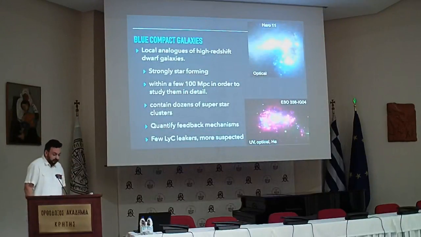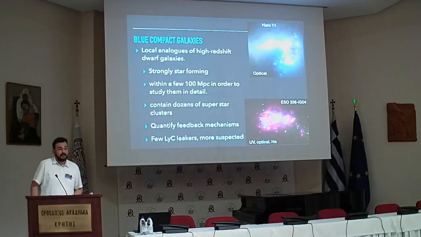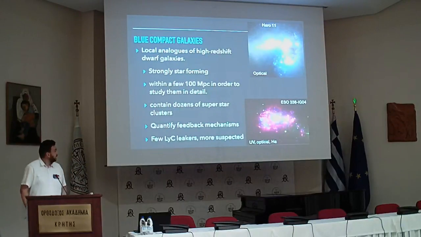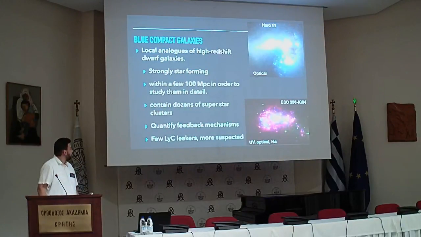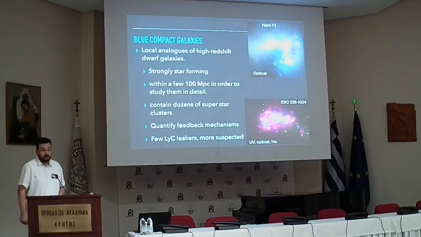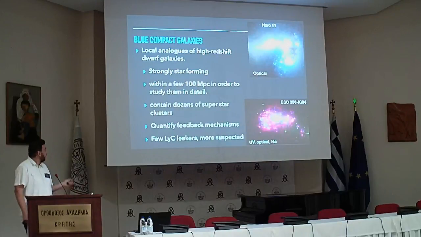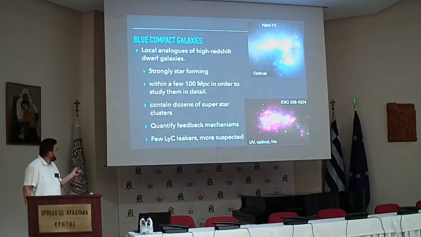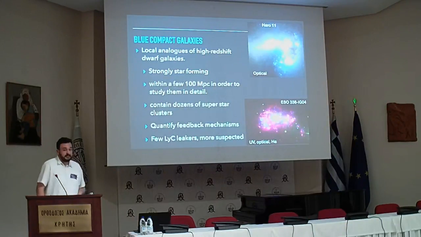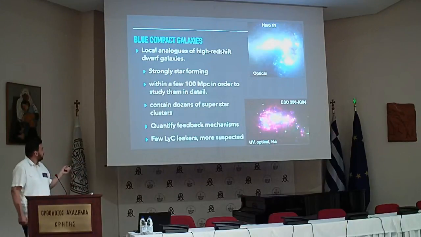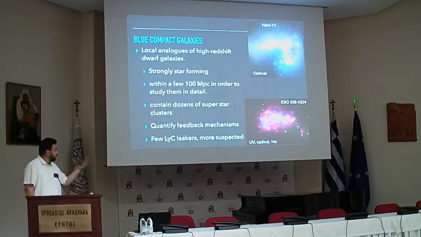So what we're trying to do is look at blue compact galaxies, which are relatively nearby, within 100 megaparsec. Here you see Haro 11, which Jöran already talked about, and this is ESO 338, which I'm going to talk about. These things are strongly star-forming. They have an elevated star-formation rate. They are local analogs of high redshift galaxies, where we cannot resolve all this detail.